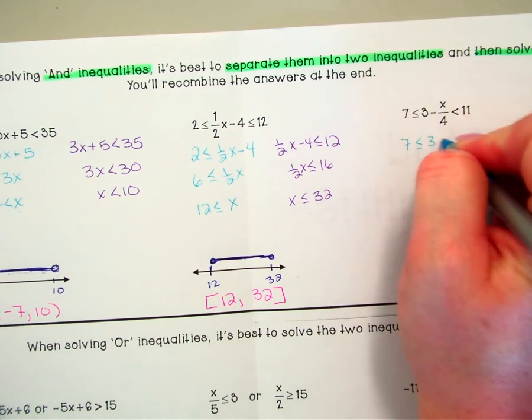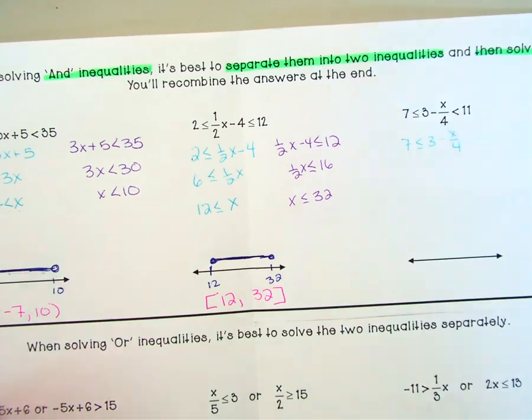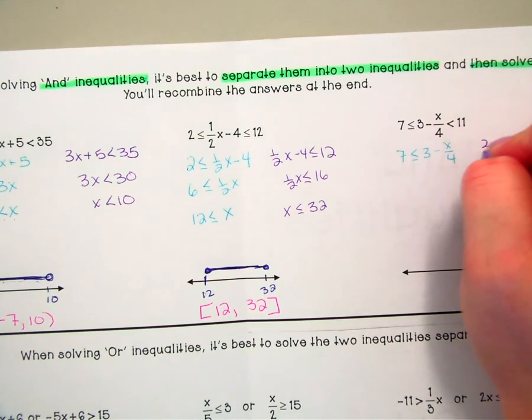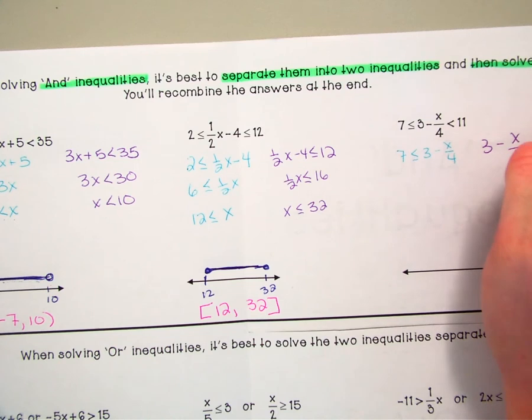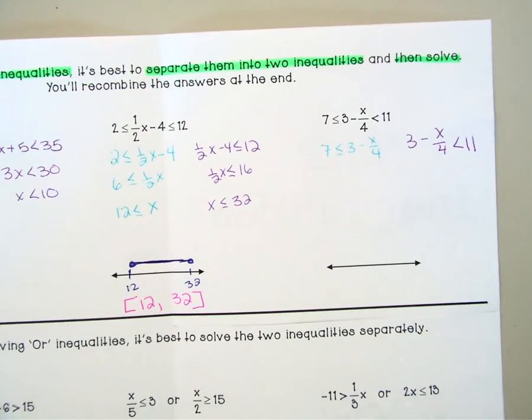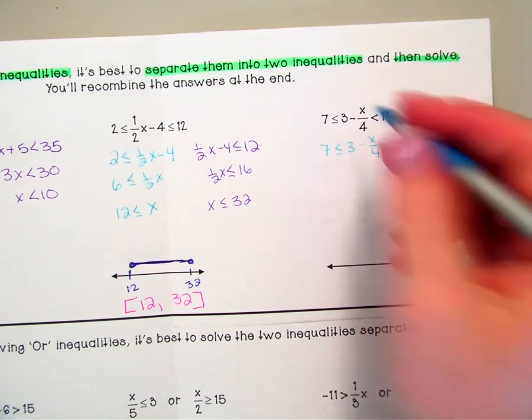All right, so our last example here. I accidentally threw my pen. I have a combination of inequality symbols on this one. I have an or equal to, and I have one that is not or equal to. So I'm going to subtract my 3.